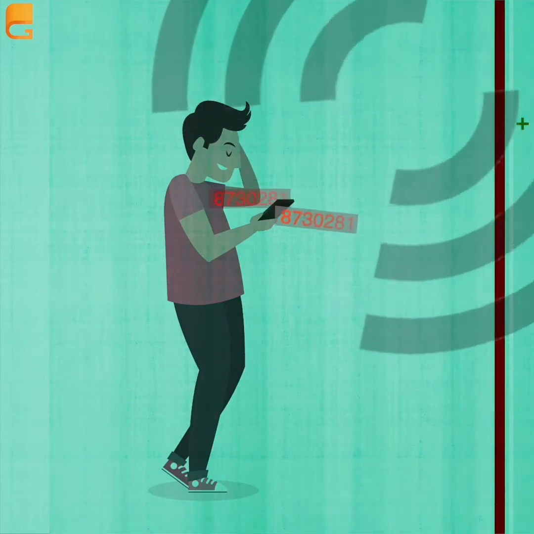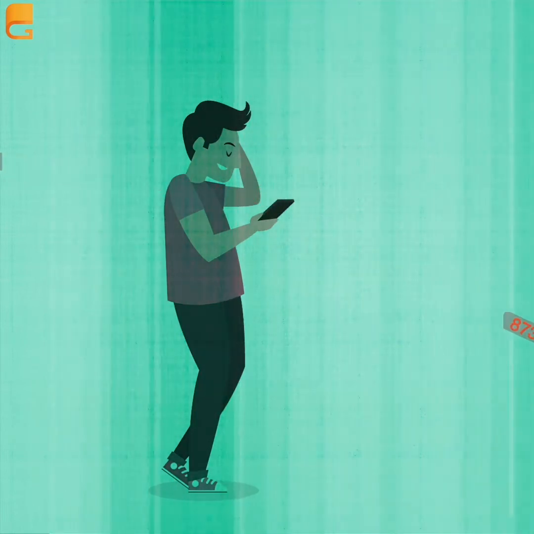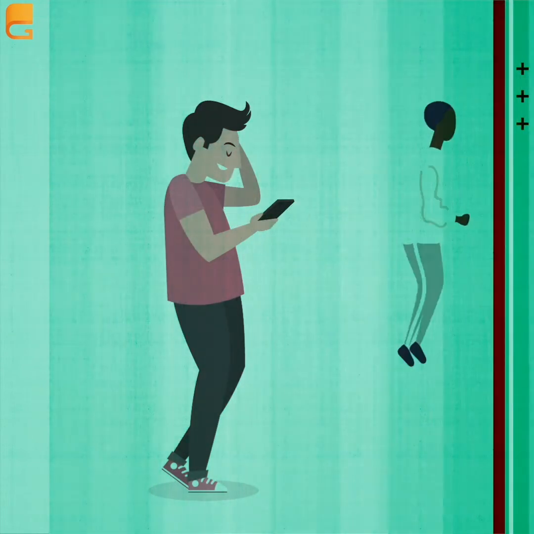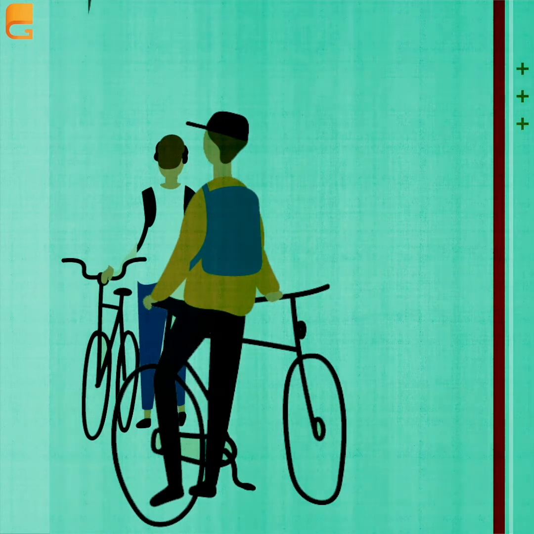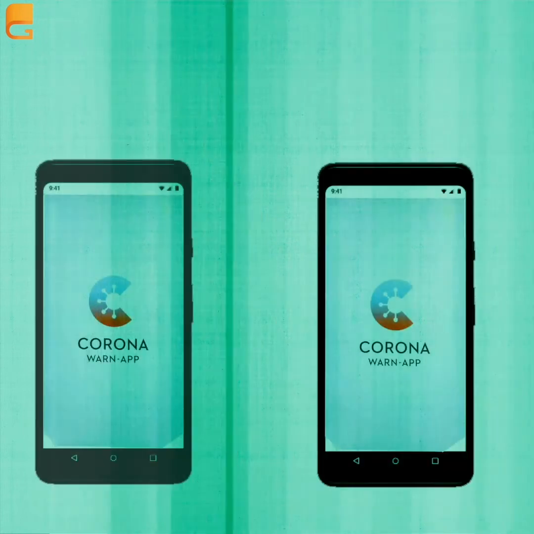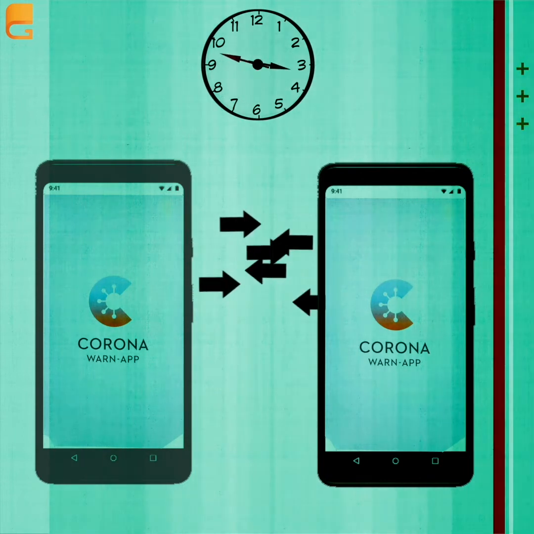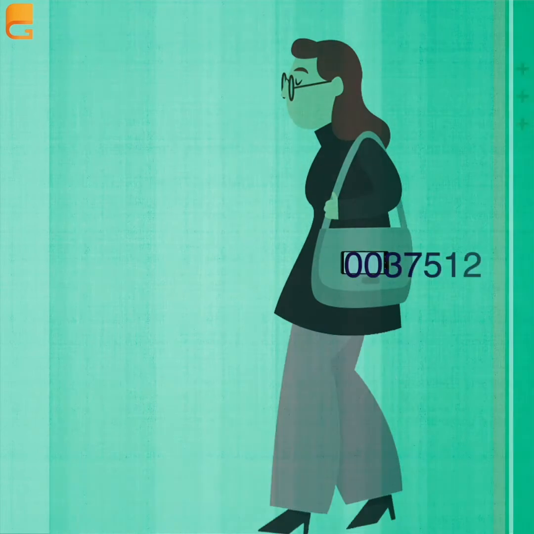With the app, your smartphone continually sends a code to your surroundings via Bluetooth. At the same time, your phone searches for Bluetooth signals from other people in the area. If two people, both of whom have installed and switched on the corona warning apps, are next to each other for some time, the smartphones exchange the codes.